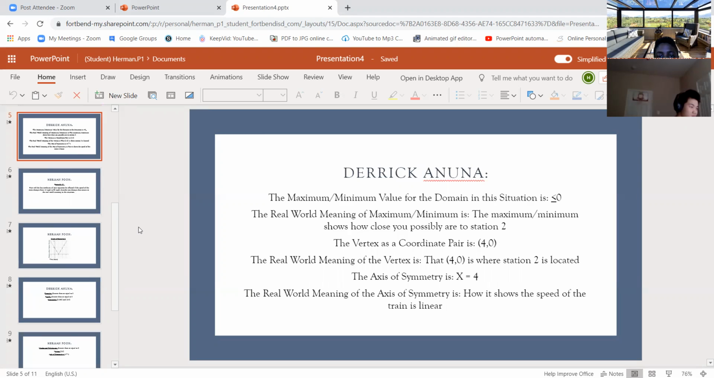The maximum/minimum value for range in this situation is greater than or equal to 0. The real world meaning of the maximum/minimum is that it shows how close you possibly are to station 2. The vertex as a coordinate pair is (4, 0). The real world meaning of the vertex is that (4, 0) is where station 2 is located. The axis of symmetry is x equals 4. The real world meaning of the axis of symmetry is that it shows the speed of the train is linear.